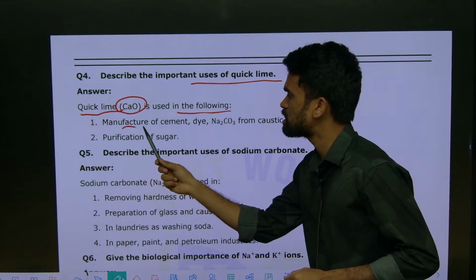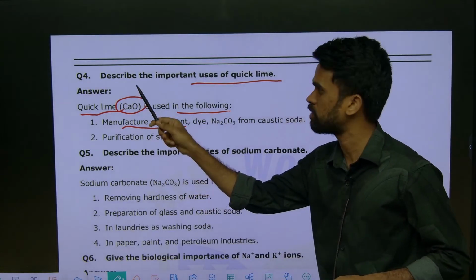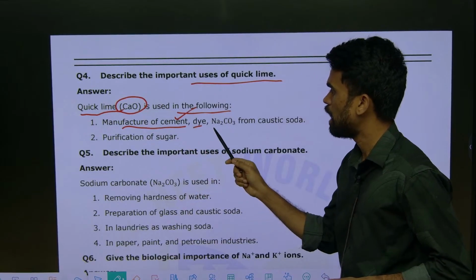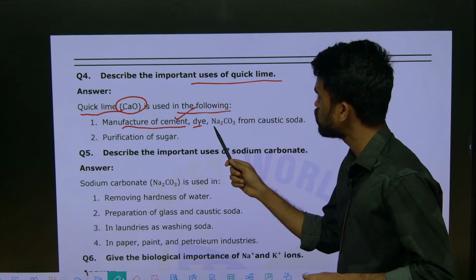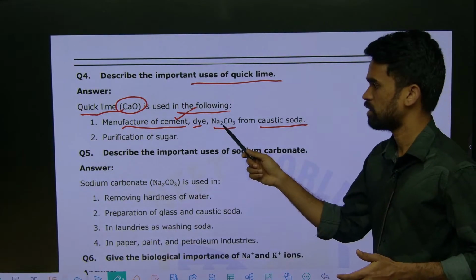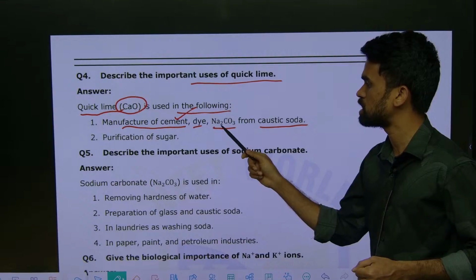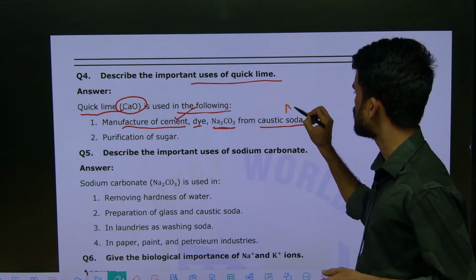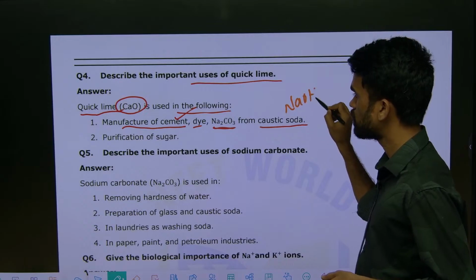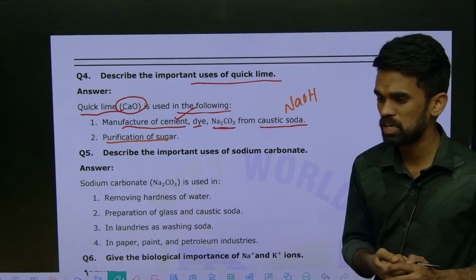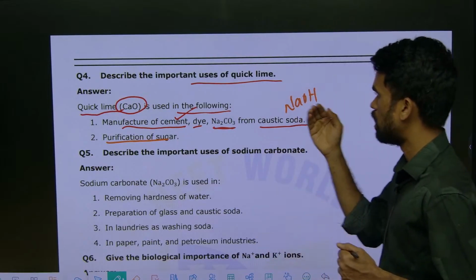Calcium oxide, quick lime, is used in the manufacturing of cement, dye, and also for the preparation of Na2CO3 from caustic soda. What is caustic soda? It is NaOH. Okay, and it is also used in purification of sugar. For purification of sugar also we will be using quick lime.